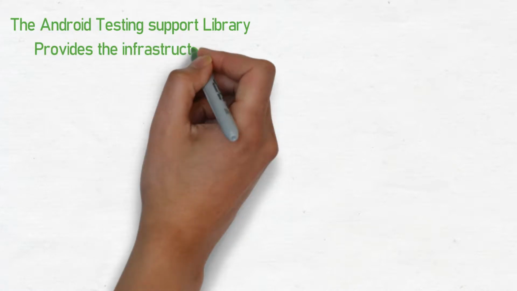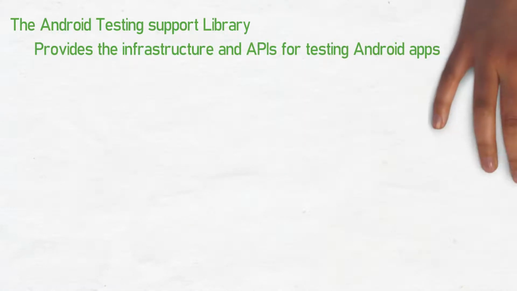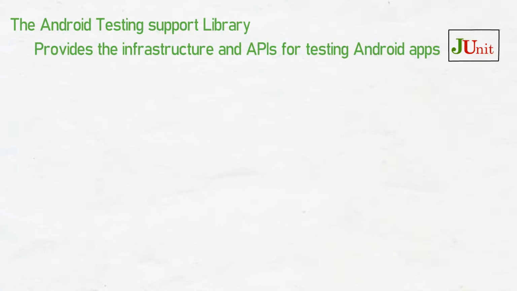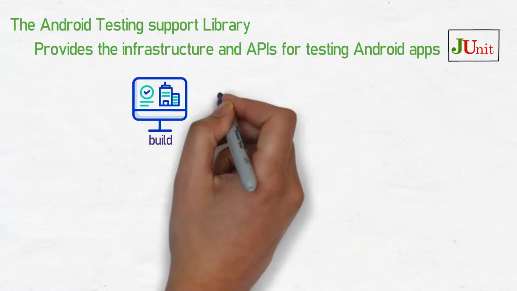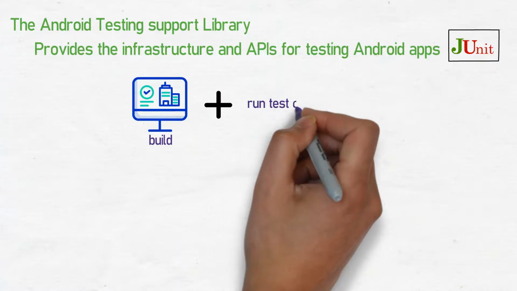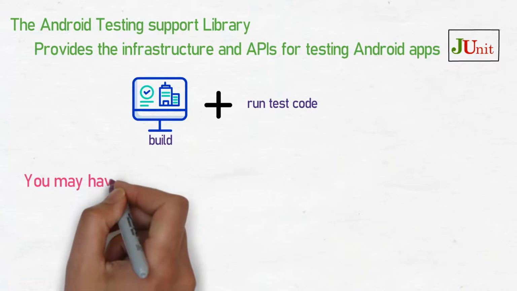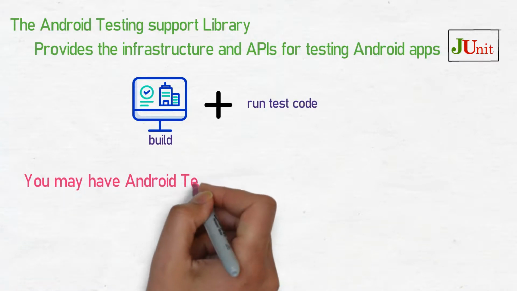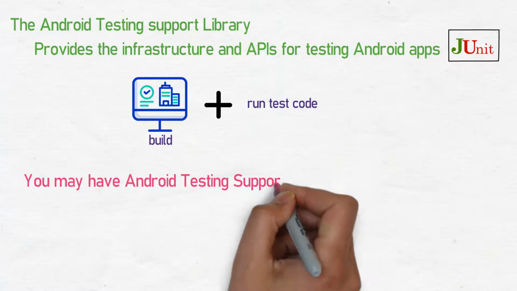The Android testing support library provides the infrastructure and APIs for testing Android apps, including support for JUnit 4. With the testing support library, you can build and run test code for your apps. You may already have the Android testing support library installed with Android Studio. To check for the Android support repository, follow these steps.